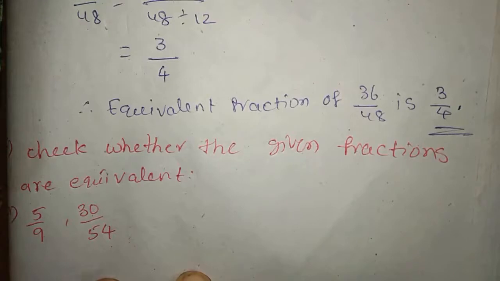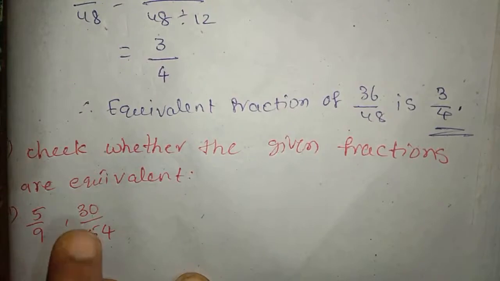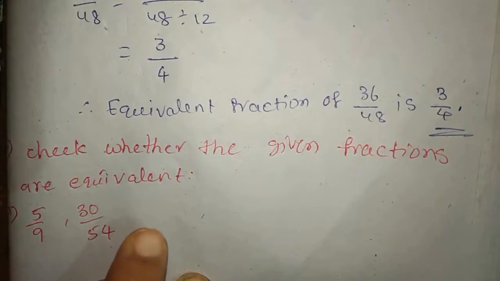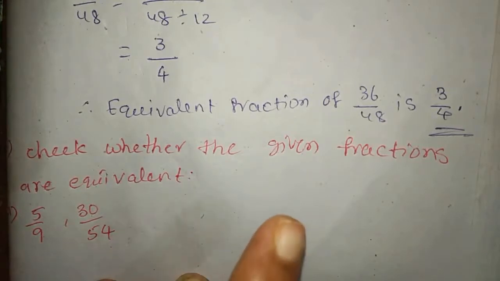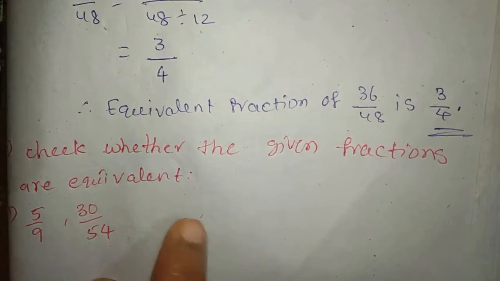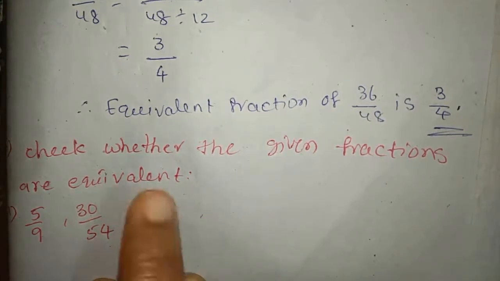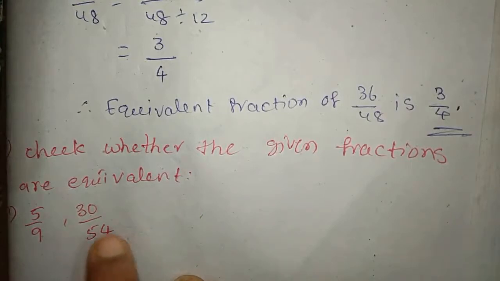Now let us see the sixth question. Check whether the given fractions are equivalent. That is 5 by 9 and 30 by 54. Then how to check whether the given fractions are equivalent or not? So here, we make either the numerators equal or the denominators equal. When we make the numerators equal, if the denominators are also equal, then the two fractions are equivalent. Similarly, if we make the denominators equal and the numerators are also equal, then the two fractions are equivalent.